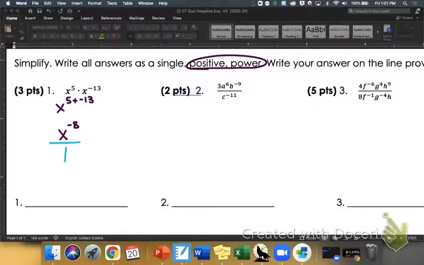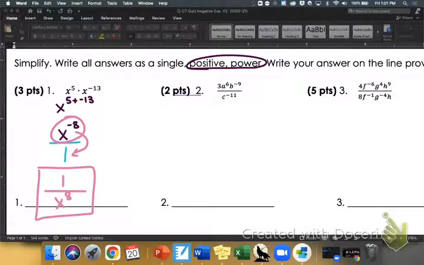If we don't know what side it's on, you can make it a fraction by putting it over 1. Now I can see that I need to move it to the denominator, which means it will become x to the positive 8th in the denominator. And because there's nothing left in the numerator, I do need 1 as a placeholder.